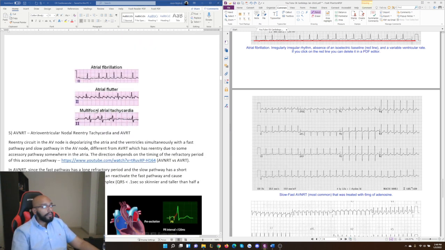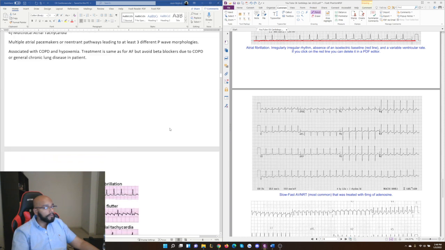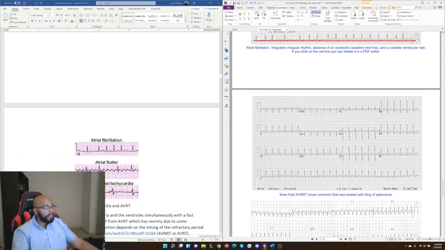And then here I'm showing you what it all looks like: multifocal atrial tachycardia, atrial flutter, atrial fibrillation. And here in the multifocal, you can see this taller, weird looking P wave, and then this is a downwards pointing P wave, all in the same lead 2.